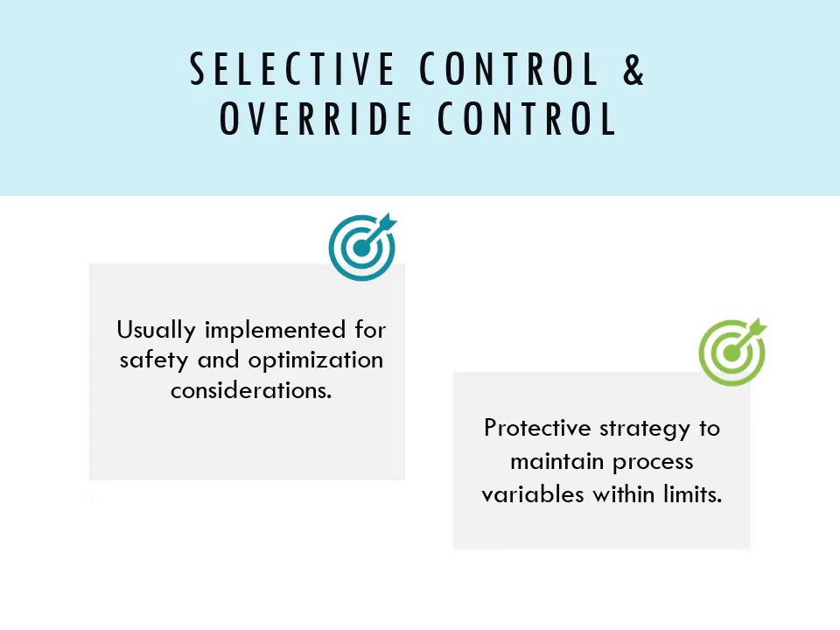Selective control and override control protective strategy is basically to maintain process variables within the limits. There are situations where the control loop should be aware of more than just one control variable. This is particularly true in highly automated plants, where the operator cannot be expected to make all the decisions that must be made under abnormal conditions. This includes the startup and shutdown of the process. Hence, selective control and override control are implemented in these highly automated plants.